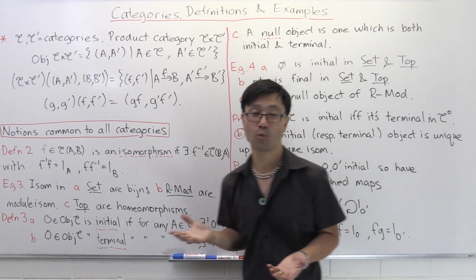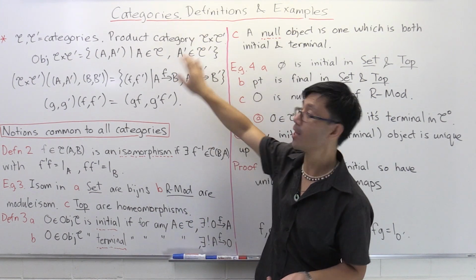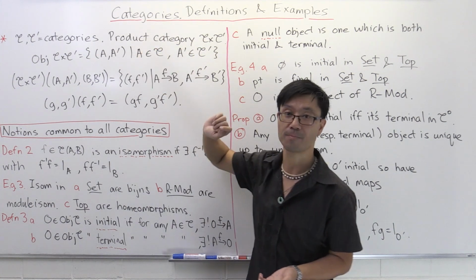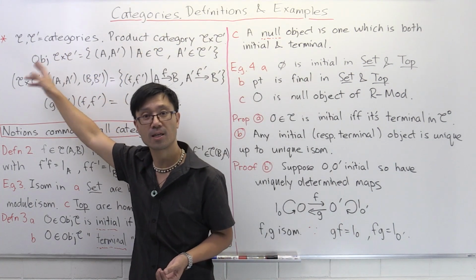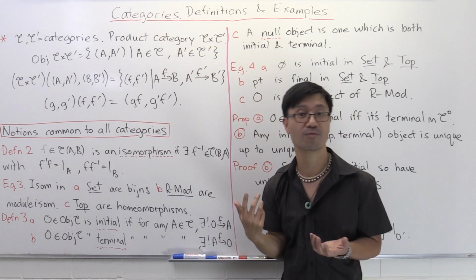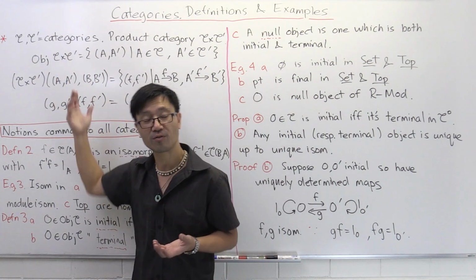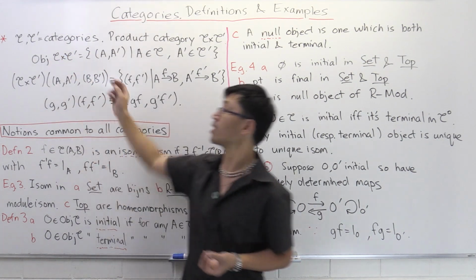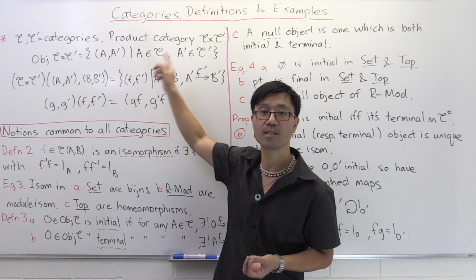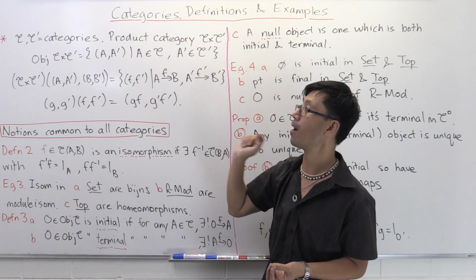There's another abstract way of constructing categories from other categories that's very important, and that's known as the product category. So suppose you're given two categories, C and C prime. We can construct the product category C cross C prime as follows. So basically, what are the objects? That's what we need to define first. They're just pairs of objects A, A prime, where A is in the first category C, and A prime is in the second category C prime.